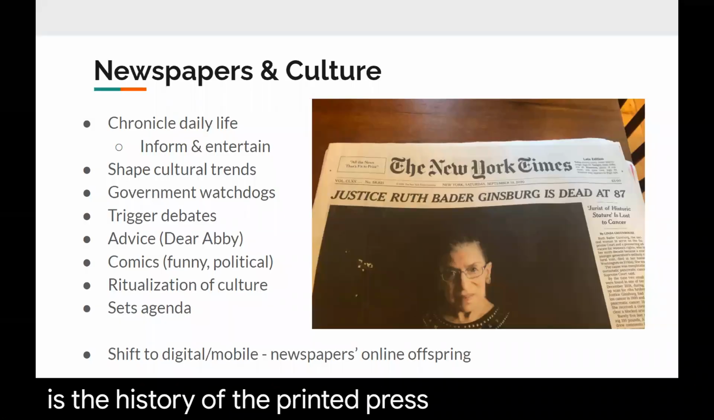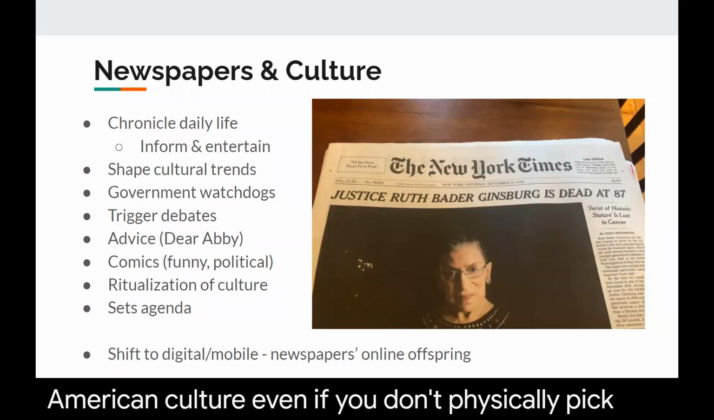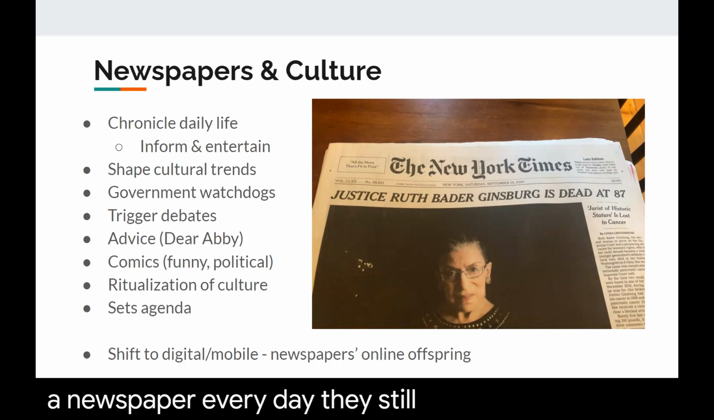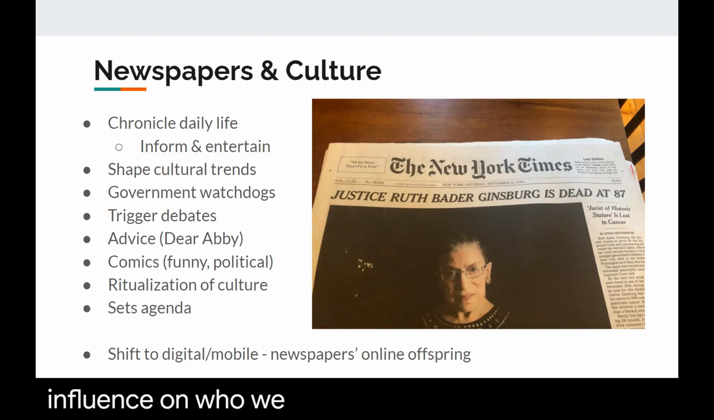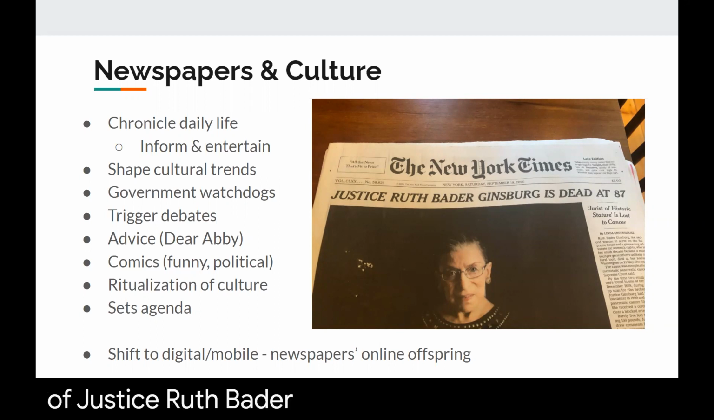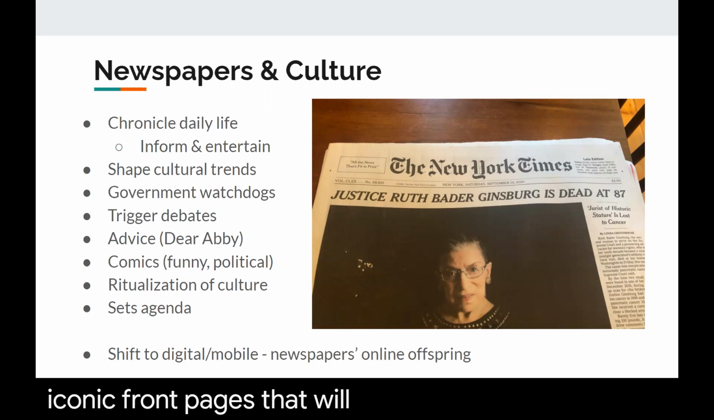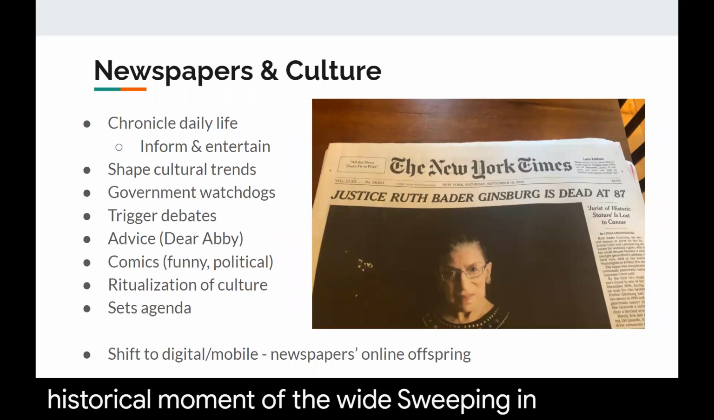Now, newspapers are a large part of American culture. Even if you don't physically pick up a newspaper every day, they still have a large influence on who we are as a society, our cultural values, and things like that. This edition of the New York Times was just published recently with the death of Justice Ruth Bader Ginsburg, and it's one of those iconic front pages that will go down as one of the historical moments of the paper just because of the wide sweeping impact of that event.